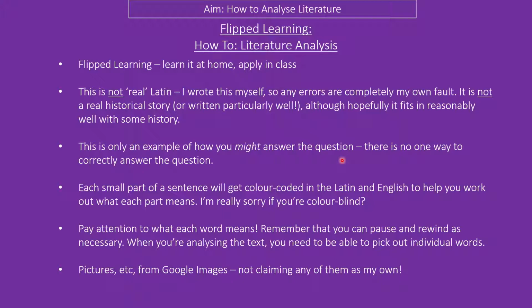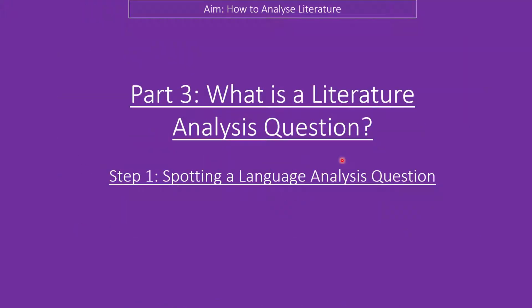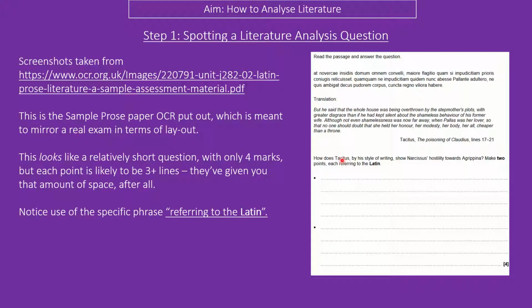This one focuses on what a literature analysis question is and what sort of things you need to put down for it. It will not actually be using the text that we analysed and translated in the first two videos, so it is more of a general look at what we need. So the first thing is, how do you identify one? A couple of examples here.